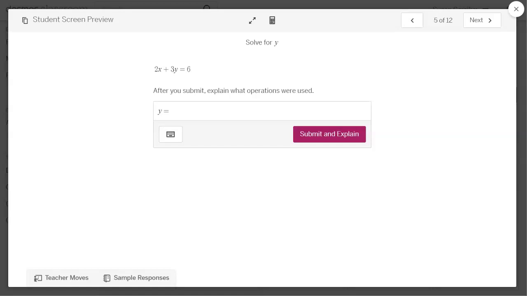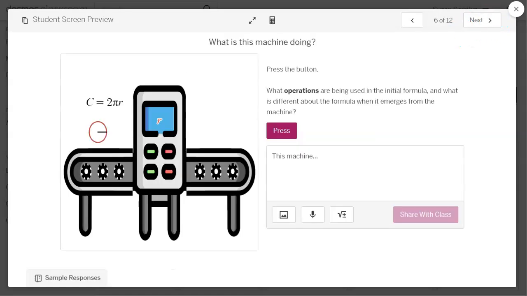Another thing is, if a lot of your students are struggling through this part of this activity and are not sure what they're doing, I do have a Graspable Math activity which gives them lots of support, and you may want to go do that and then come back to this activity if necessary. Okay, now let's see what this machine is doing, and then I want the students to tell me what operations are being used and what is different about the formula after it emerges from the machine.